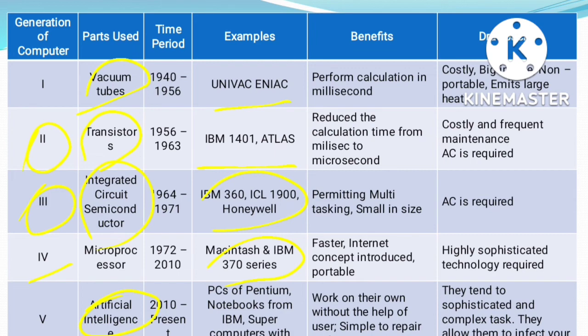And fifth generation computer, artificial intelligence technology is used in fifth generation computer. And what are the examples of this generation computer? PCs of Pentium, notebooks, IBM supercomputer. These are the examples of fifth generation computer.